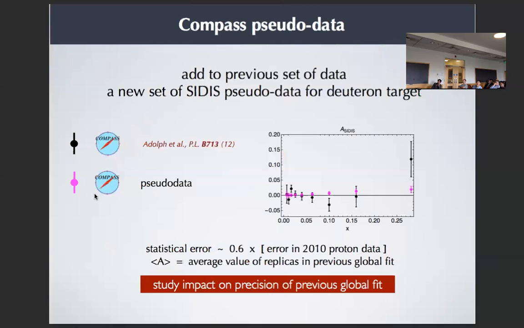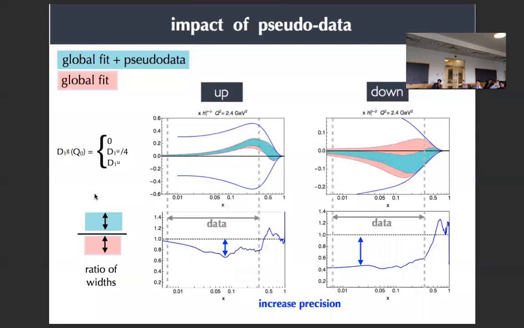And in this exercise, I decided to choose the central points of these bins corresponding to the results that I got in my global fit of the black data. So in other words, this exercise is to test the relative gain in precision by including this new set of pseudo-data, without saying anything about the position of the central value of these points. So you see an effect of including this pseudo-data on transversity.